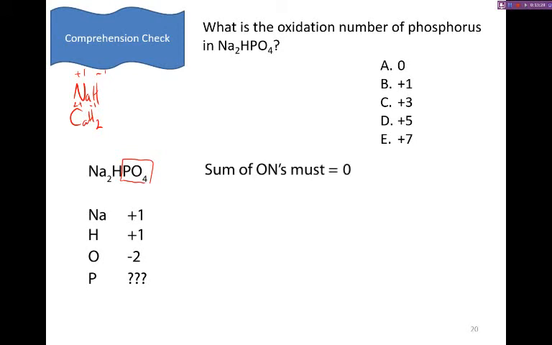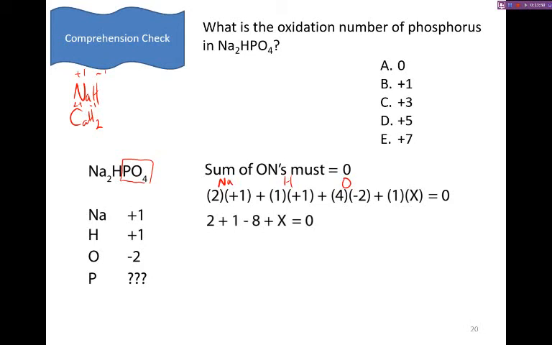We know that the sum of the oxidation numbers must be 0. For sodium, there are 2 sodium atoms, each at +1. There's 1 hydrogen atom at +1. There are 4 oxygen atoms at -2. And then there's 1 phosphorus at some unknown value, and that's going to be equal to 0. When we simplify this, we get 2 + 1 - 8 + x = 0. If we then solve for x, we see that x is equal to +5.